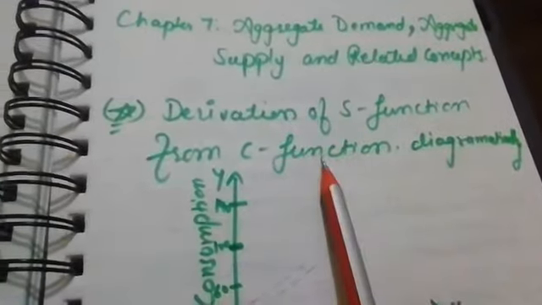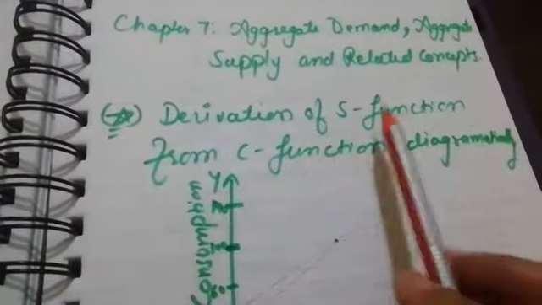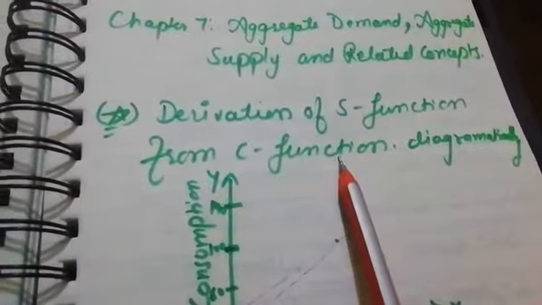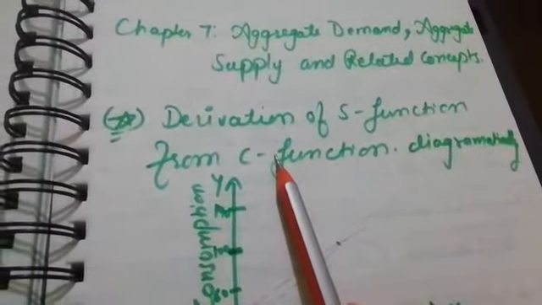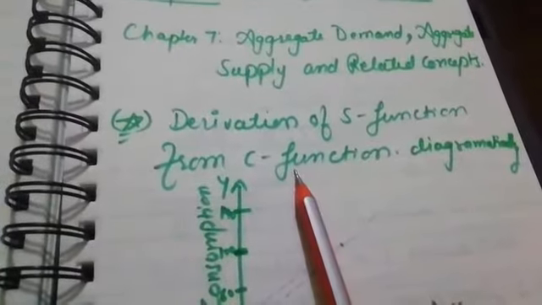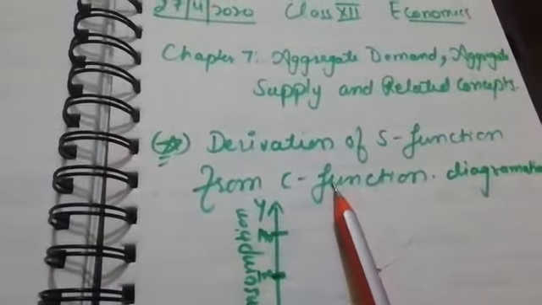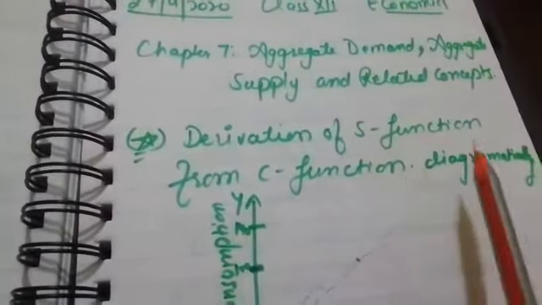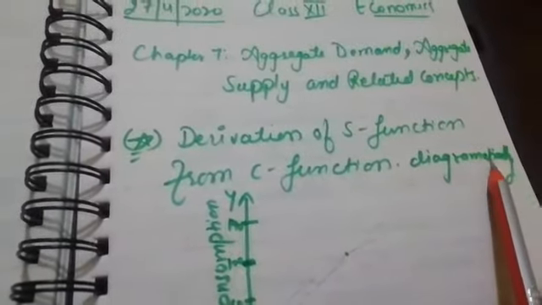Clear? We know that both the consumption function and the saving function are related to each other because income is equal to consumption plus saving. So if the consumption function is known to us, then we can derive the saving function. We have to show this diagrammatically. Clear? This is a very important question we are going to do.